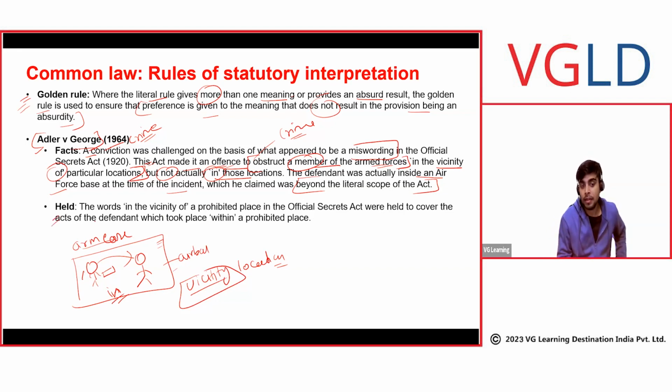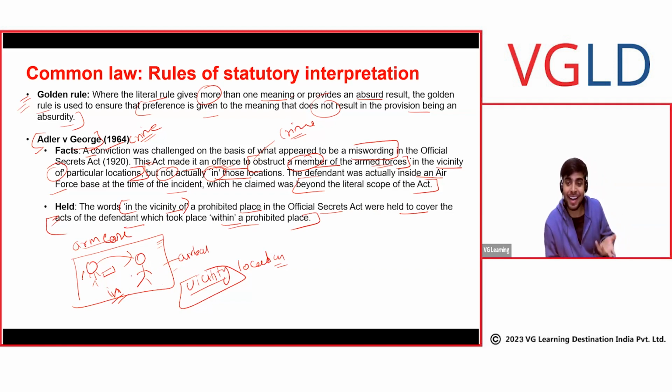So here the court basically held that "in the vicinity of a prohibited place" in the Official Secrets Act was held to cover the acts of the defendant which took place within the prohibited places. Very strange. I'm not sure why this was even discussed. If the person has struck someone, this should definitely be a punishable offense, but somehow, if it is a prohibited area, it's out of the scope of the act. So again, it's how this person played.